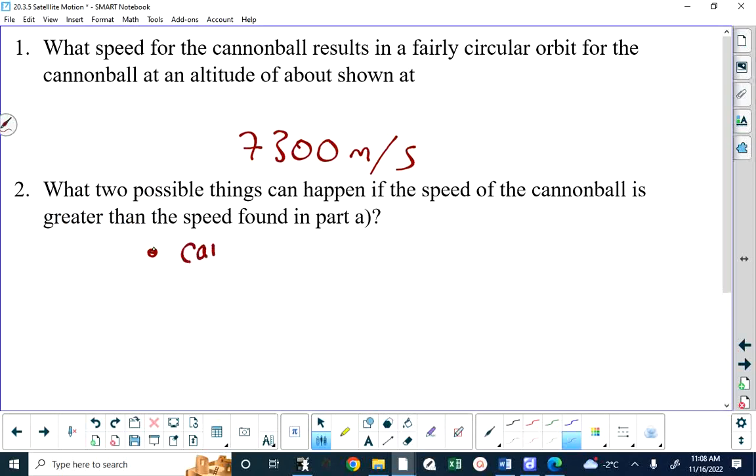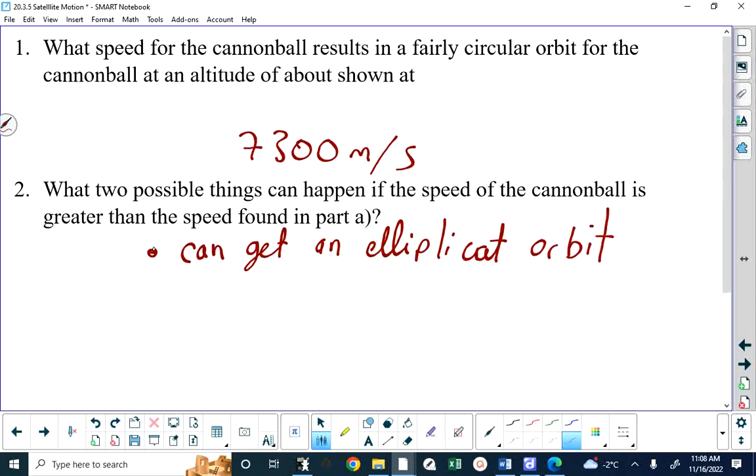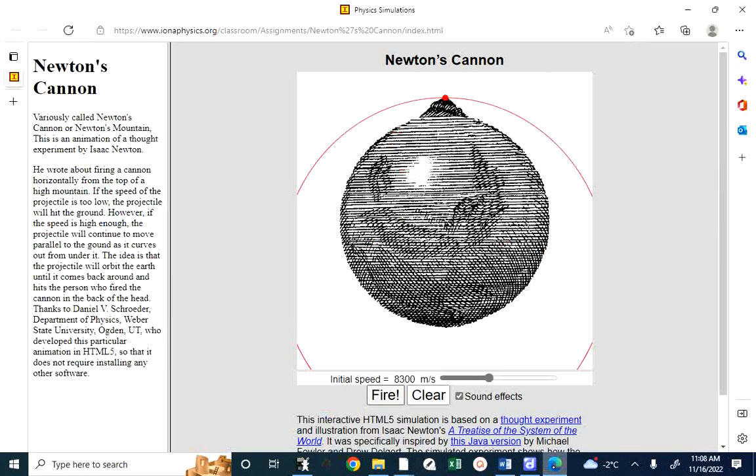You can get an elliptical orbit. And I mean, we will study elliptical orbits a little bit, but the mathematics behind them is quite complicated. Everything okay there? Okay. What's another thing that can happen? Well, I think you know what the other thing that can happen is. It just doesn't come back.